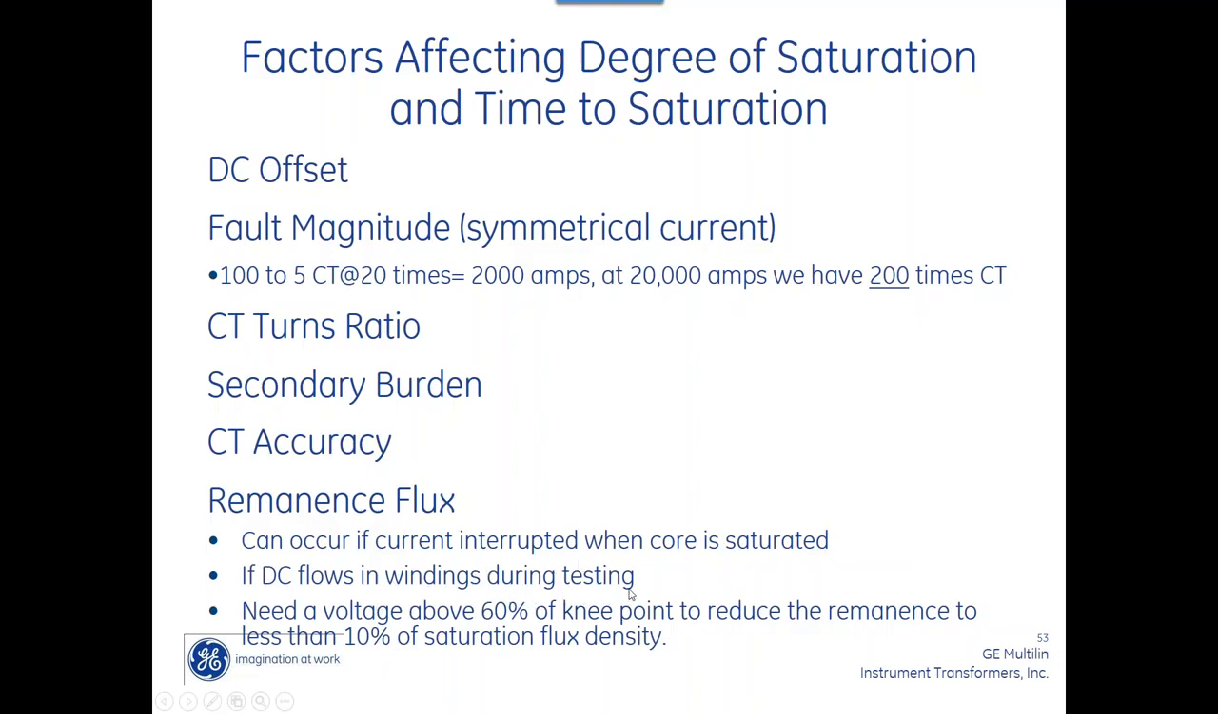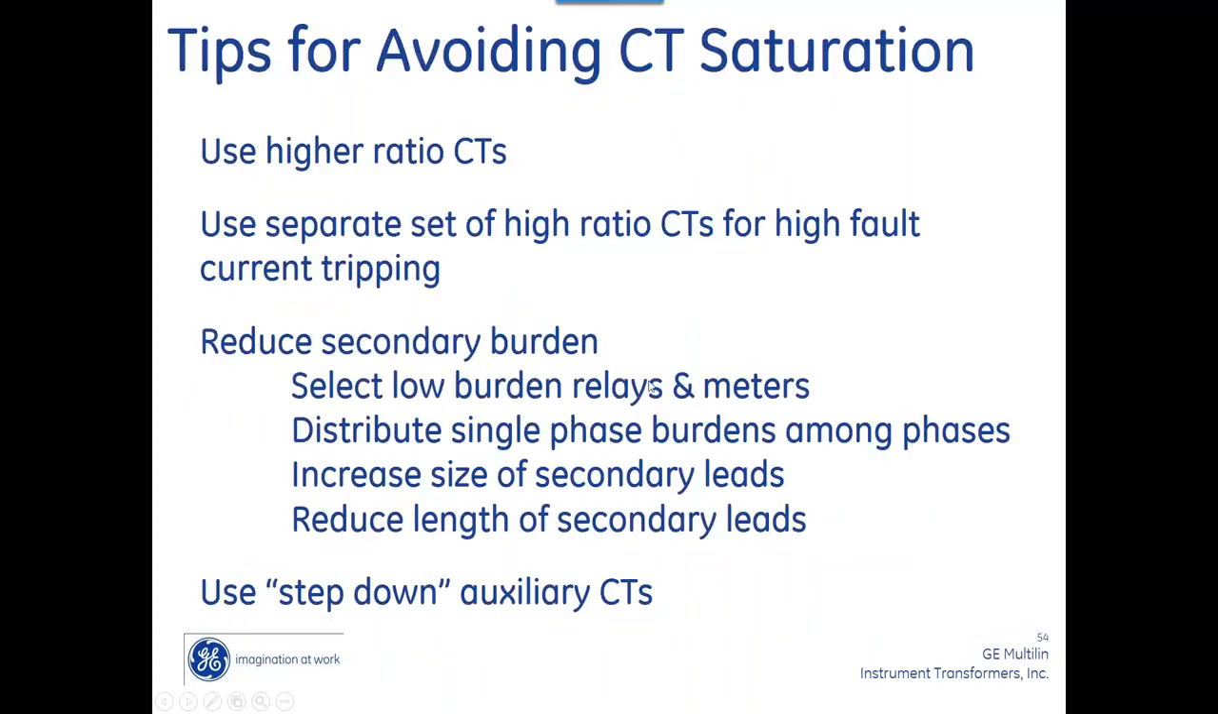That's if the core interrupts when the core is saturated. DC flows into the windings, need a voltage above 60% of knee point to reduce the remnants to less than 10% of saturation. Unfortunately, a lot of times you'll hear somebody say, I demagnetize the CT for remnant flux. Problem is, next time that thing is energized, depending where it kills, the current cuts off in the cycle, you may just put it right back.